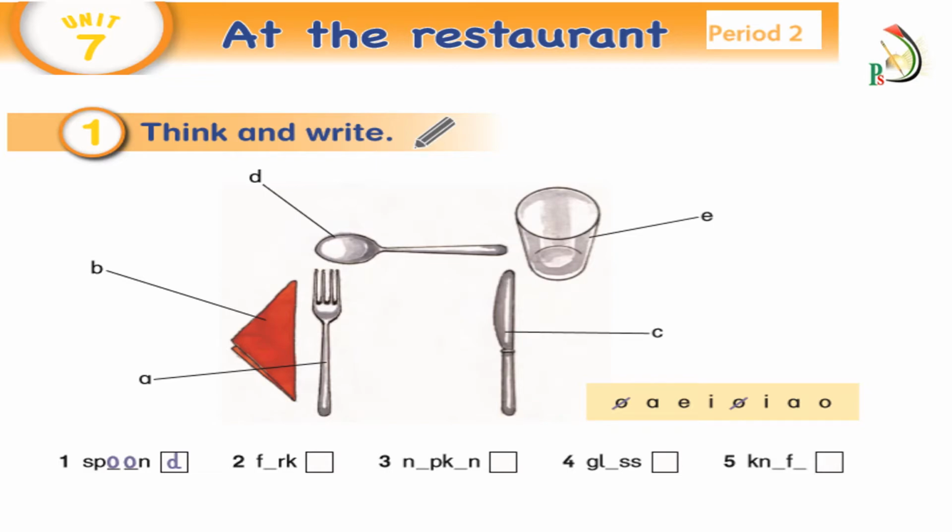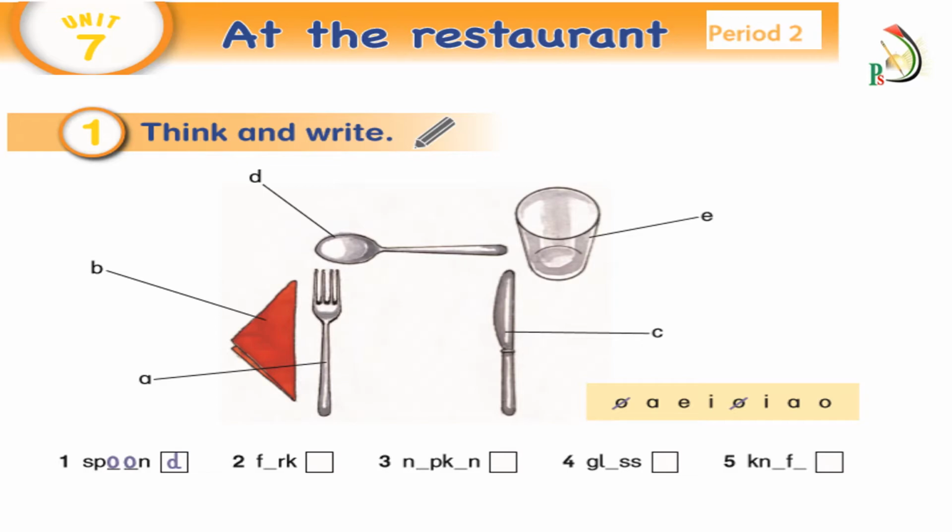What can you see? I can see a knife. Great job. What about picture D? What can you see? I can see a spoon. Excellent. Now picture E. What can you see? Picture E, I can see a glass.